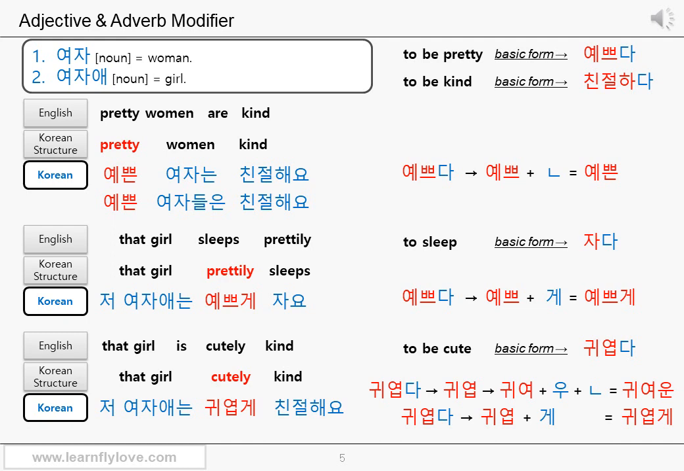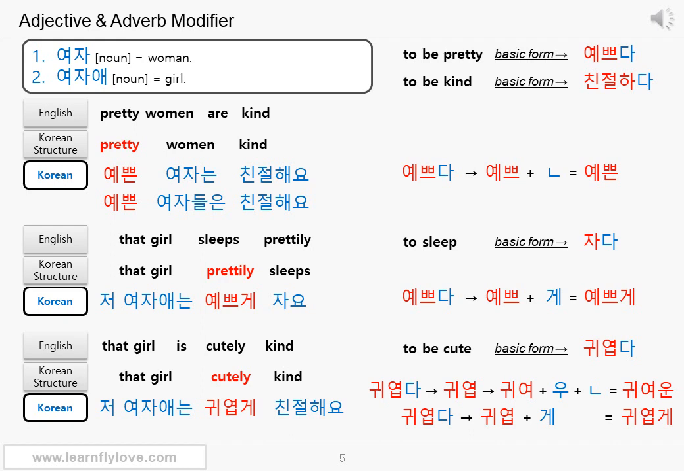The stem 자 plus 아요. 자 and 아 both have the same 아 vowel. Therefore, you don't have to add 아 sound one more time. It's just 자요. 저 여자애는 예쁘게 자요. That girl sleeps prettily.